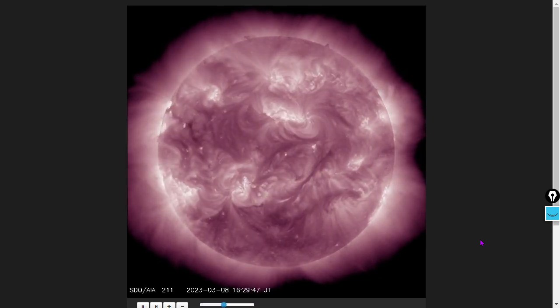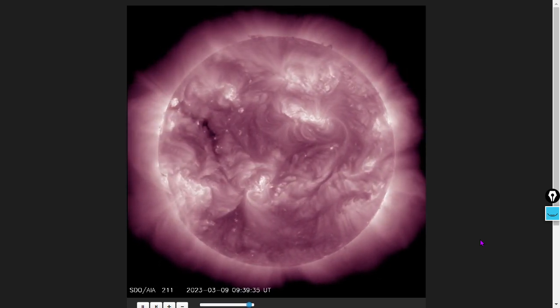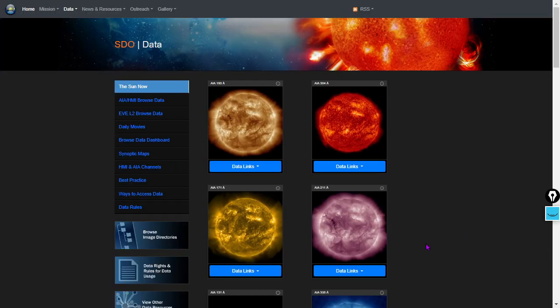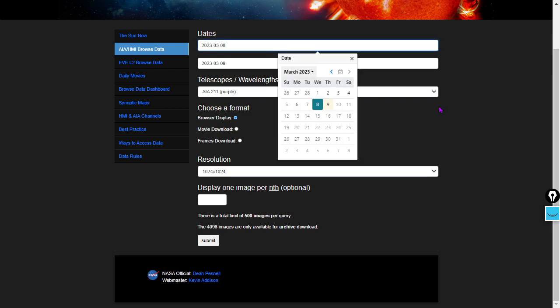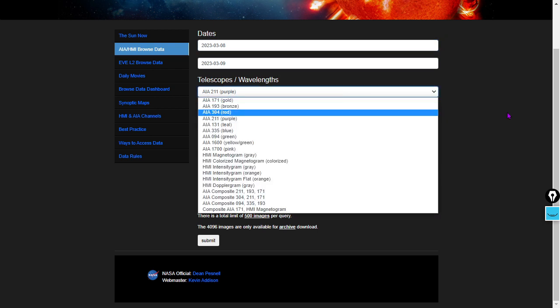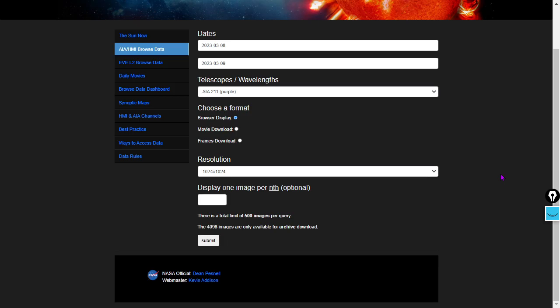5 or 6 days until we see a high-speed wind from that. Otherwise, things are pretty clear. And by the way, this is what the SDO browse data page looks like. If you go to the Sun Now page and you click AIA/HMI browse data, it'll bring you to that. Just put in the dates that you want and the wavelengths that you want, and press submit.